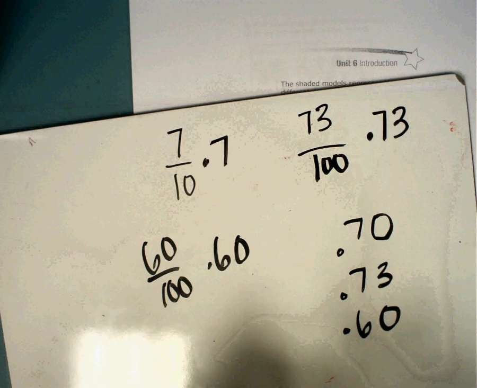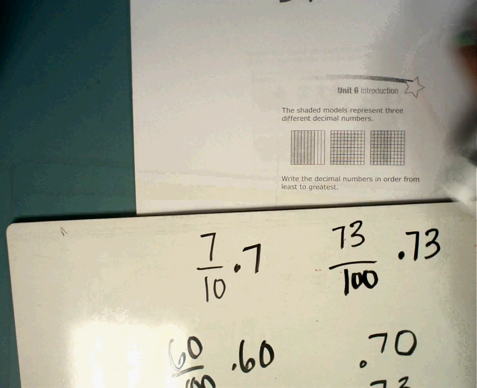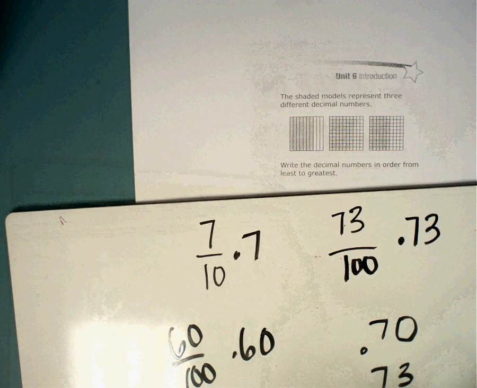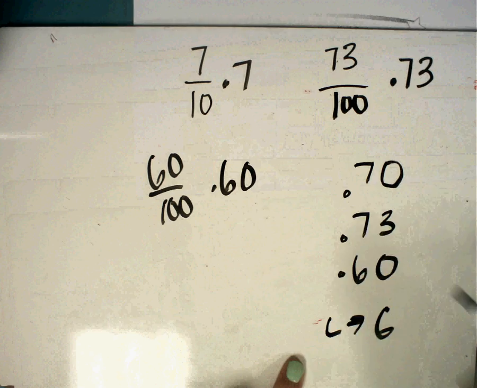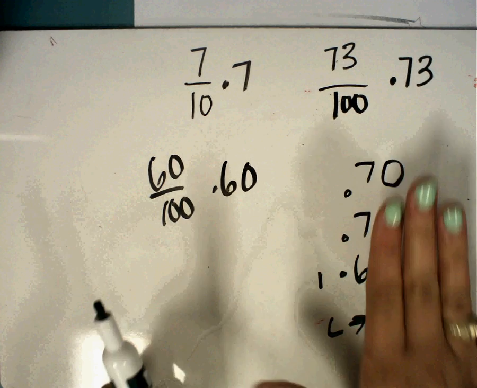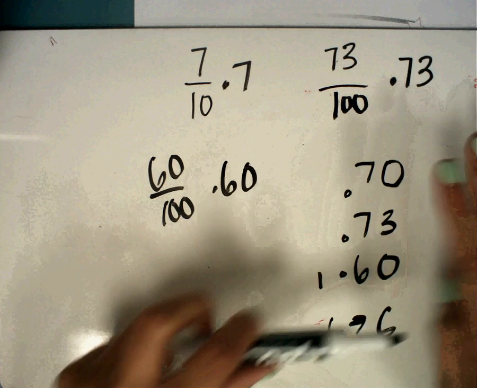The 6 is small, so they're asking us to order it from what to what? Least to greatest. So that's what we're going to do. So this is going to be the least because it's the smallest number in the tenths place. Let's move. So we're done with this one.